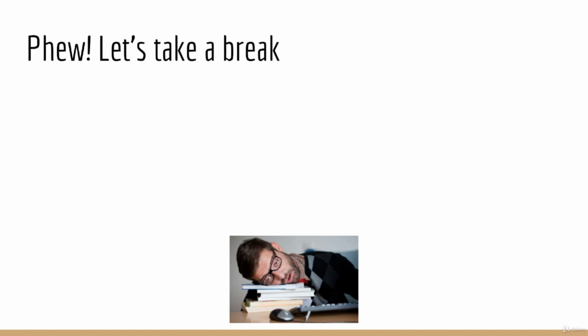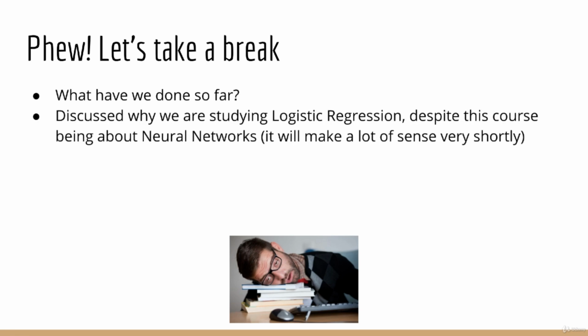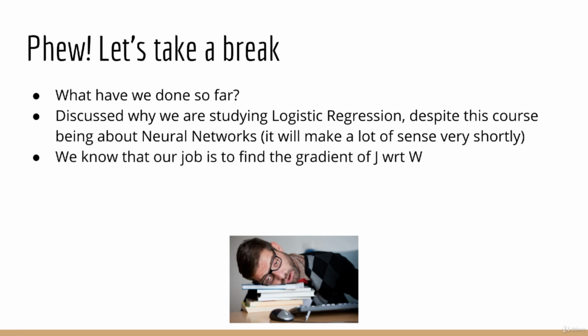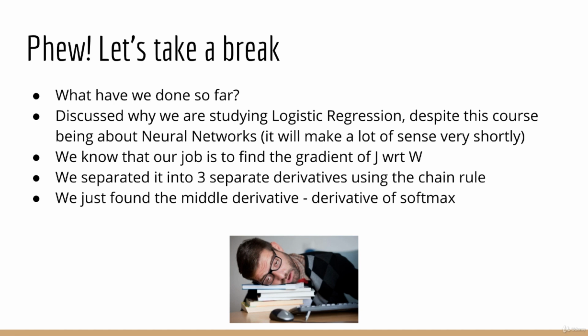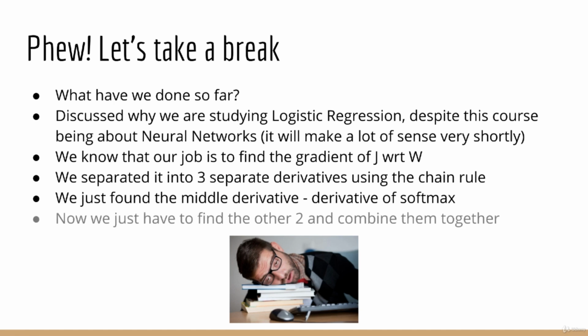Since this lecture has been pretty long already, we are going to end things here and pick up where we left off in the next lecture. To summarize what we've done so far, we explained why we're talking about logistic regression with Softmax, even though this course is about neural networks. We know that the steps we have to perform to find the weight matrix W is to set up our objective function and find its gradient with respect to W and perform gradient descent. We separated this gradient into 3 distinct derivatives using the chain rule, and we just solved for the most difficult of these derivatives, which is the softmax. In the next lecture, we'll continue solving the other derivatives and combine them together to get our final gradient expression.